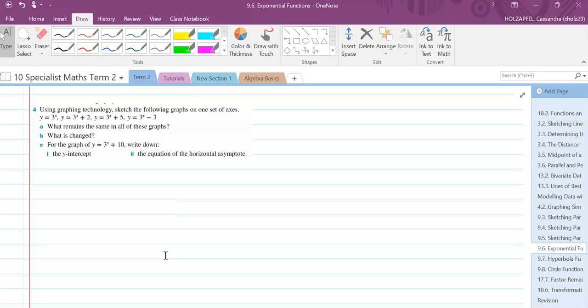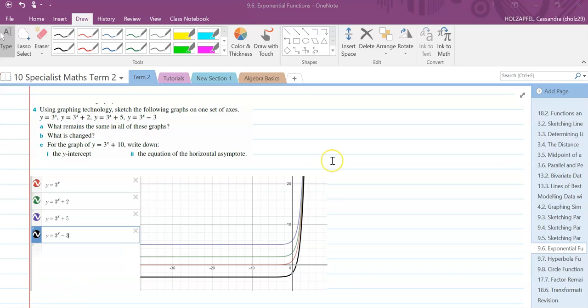And we're going to sketch the following graphs on one set of axes. So I've got three equations there. y = 3^x, y = 3^x + 2, y = 3^x + 5, and then y = 3^x - 3. So I'm going to draw those graphs and then I'll come back. Okay, so I've gone ahead and I've sketched these four graphs now.